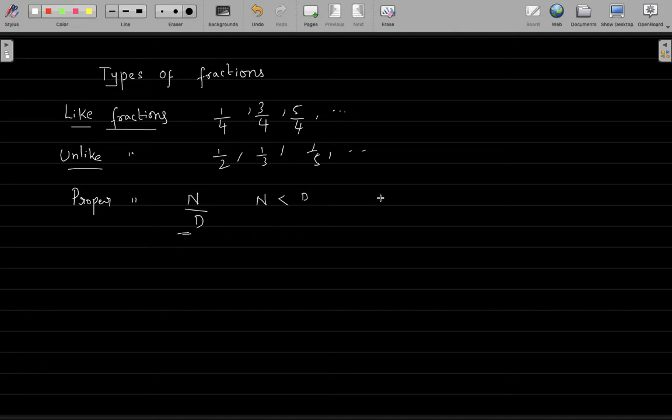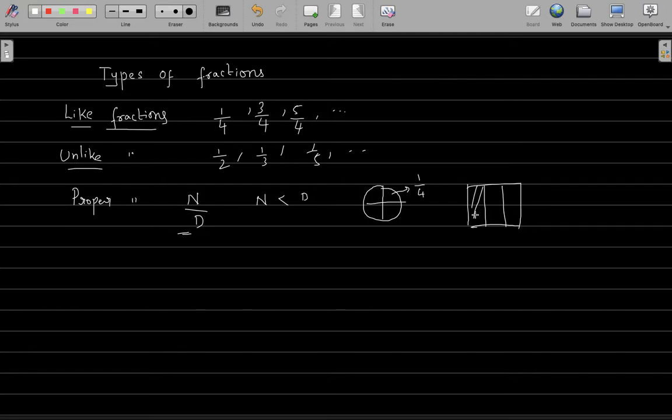Like say suppose for example I have a whole object. I am dividing it into 4 equal parts. Now each part is 1 out of all the 4 parts, so it is 1 by 4. Suppose I have a whole object and I am dividing it into say 3 parts, 1, 2 and 3 parts.